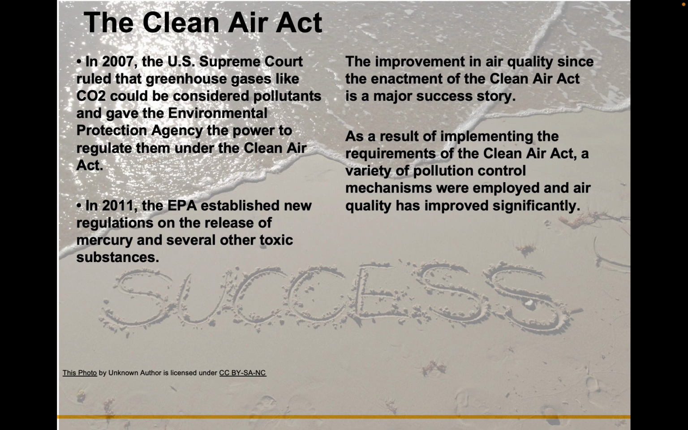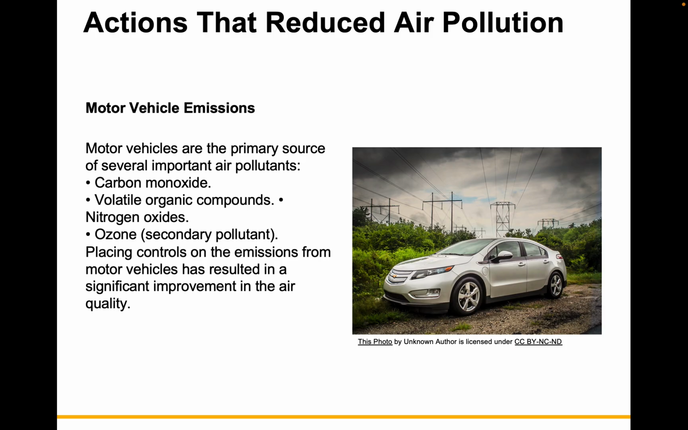As a result of implementing the requirements of the Clean Air Act, a variety of pollution control mechanisms were employed, and air quality has improved significantly nationwide. So some actions that have reduced air pollution, a big one, is reducing motor vehicle emissions. So cars now are required to release less carbon monoxide, VOCs, nitrogen oxides, and ozone, which is a secondary pollutant formed by these things. Placing controls on emissions from motor vehicles has resulted in a significant improvement to air quality. And this is a picture of the Chevy Volt, Chevy's electric vehicle.